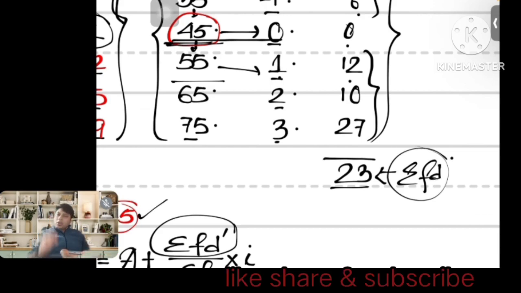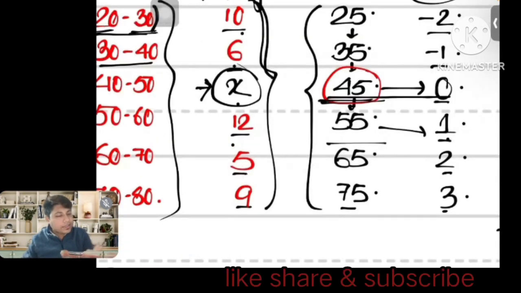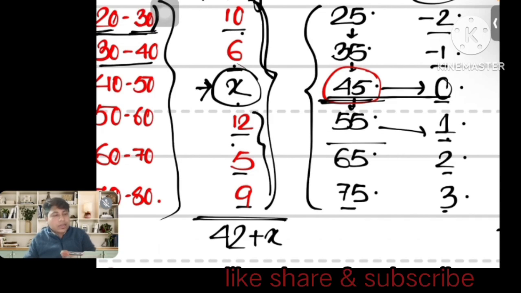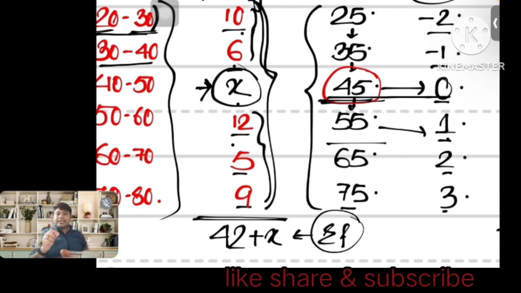But one thing will change slightly: the summation of F, because you don't know the value of x. It was initially 50, now it will be 42 plus x. Earlier we knew the value of the frequency was 8 because we did it in the last question; now we have to calculate it. If it was 50 earlier, then it will be 42 plus x, because you add all the rest of the values and then plus x.